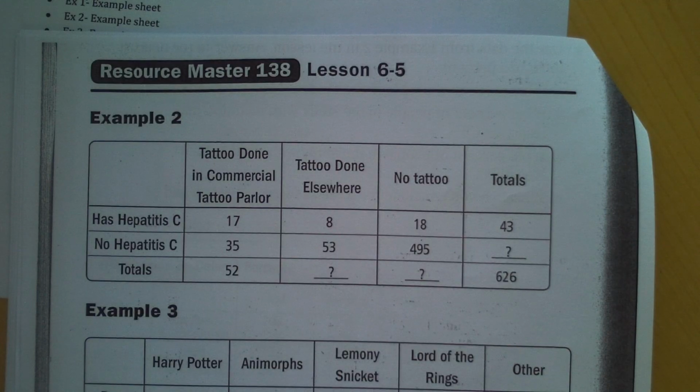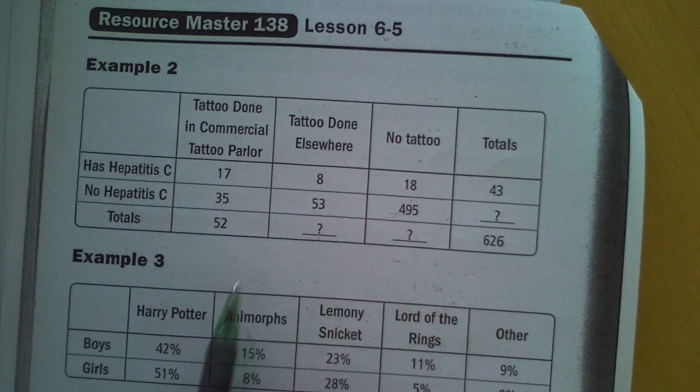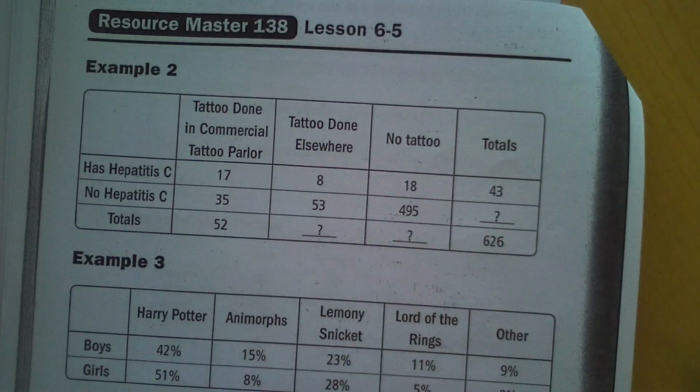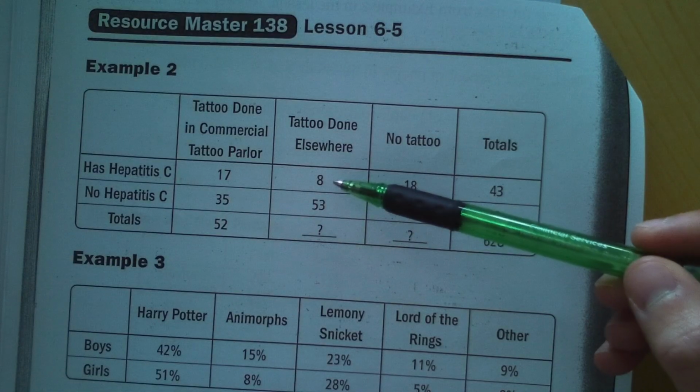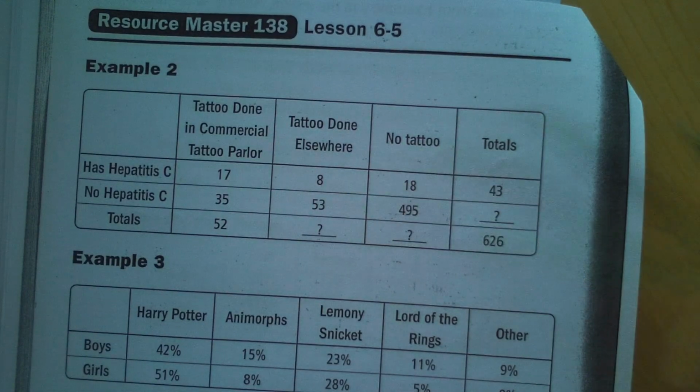What do they want us to go to? The nearest tenth of a percent, so that would be 0.819, and that would be approximately 81.9% of people in the study didn't have a tattoo.